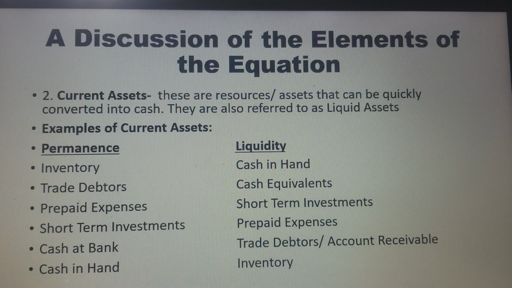But when we come to liquidity, cash in hand means cash that you have in the business, the cash still in the business, would be the most liquid. Cash equivalents, short-term investment, prepaid expenses, accounts receivable, and inventory, right? So you flip it over and you'll see that liquid assets, the cash comes at the top, but with permanent, yes, it comes at the top. Permanent inventory comes at the top.